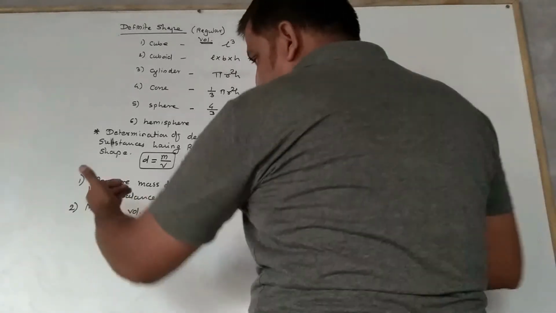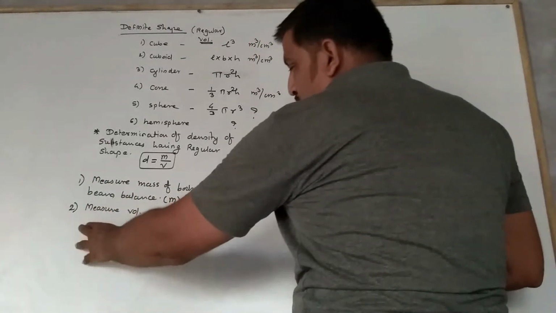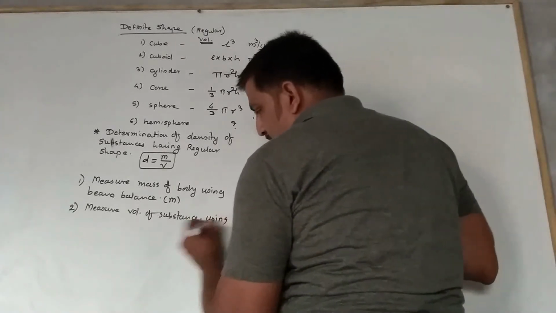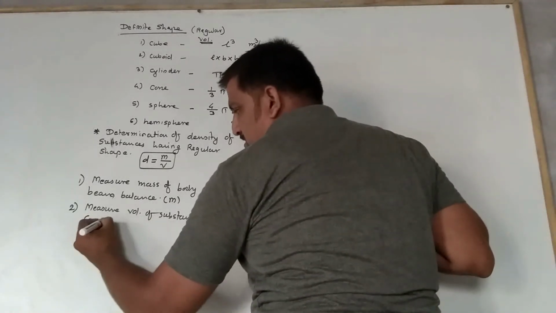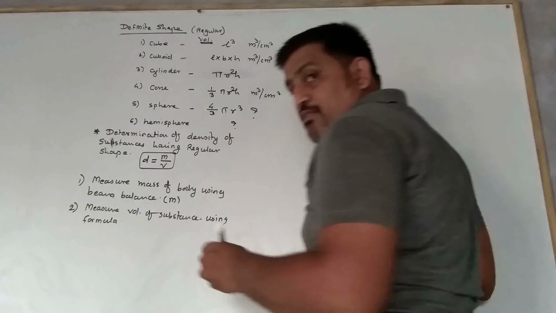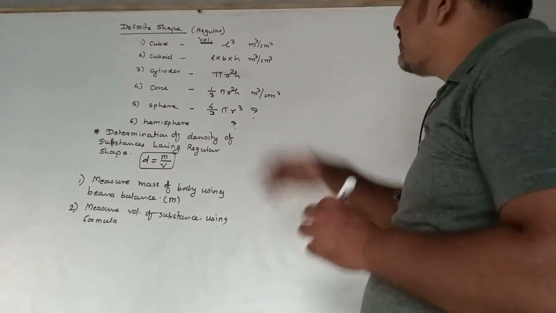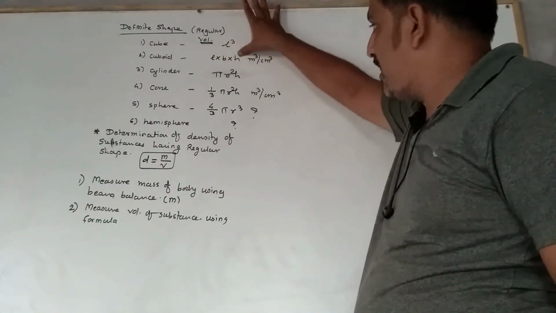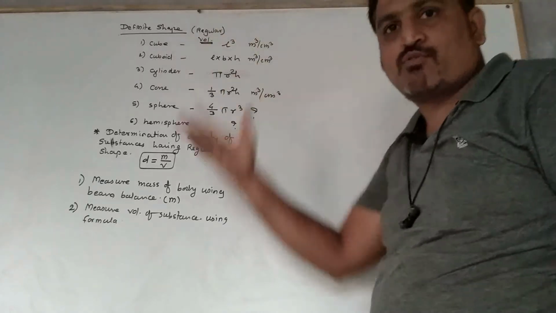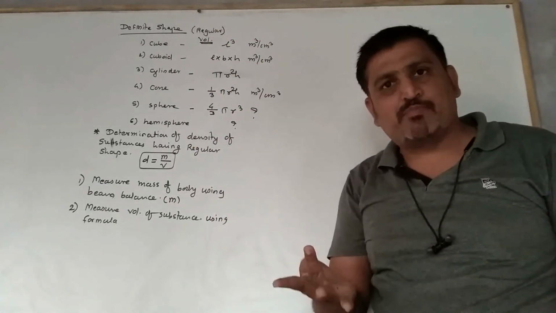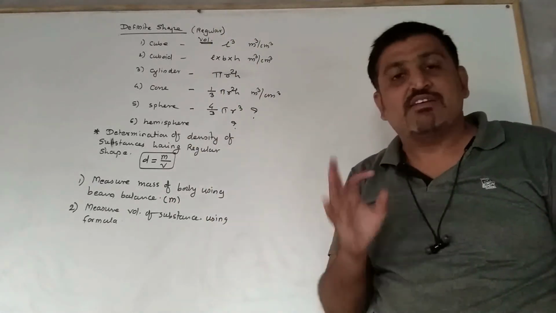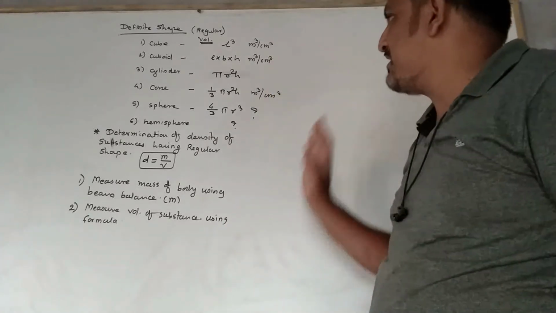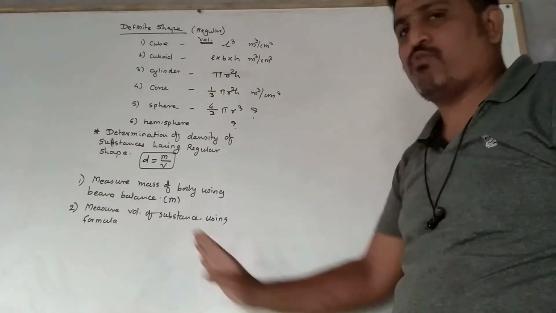So what is our second purpose? Measure the volume of the substance using formula. Formulas are उसको निकालने हैं, right? Because this is all length, radius, breadth, height. इसके अलावा कोई क्वांटिटी नहीं है. Length, breadth, height and radius, which we can measure by a scale. So you can measure it by the scale and you can easily find the volume of the substance.